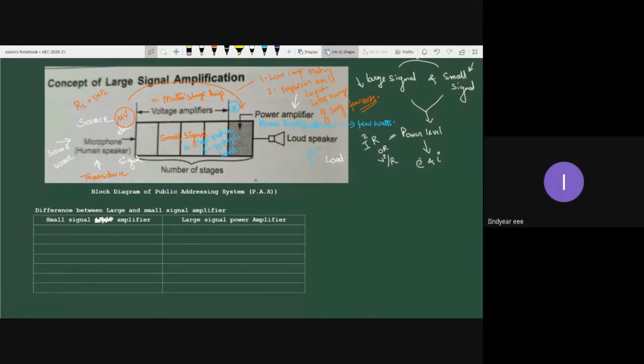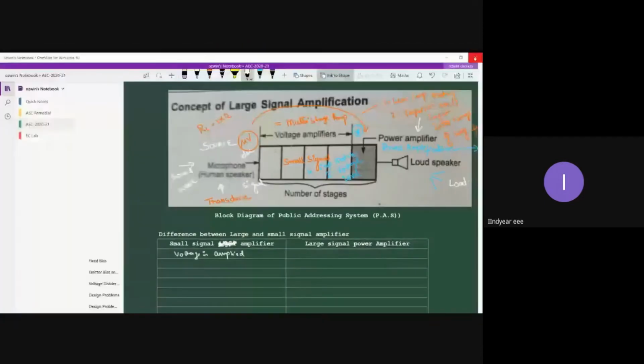Yes, sir. Okay, so once you understand this, you can quickly take up the next topic, which is the difference between large and small signal amplifiers. A couple of differences I have already pointed out while explaining the public addressing system. The first difference is that in a small signal amplifier, voltage is amplified. What I will do is, better I type it.